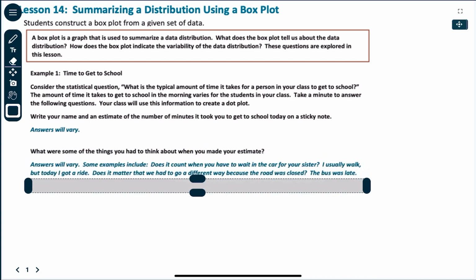But you can imagine some take 3 minutes, and then some that live in Seoul, it takes an hour. Okay, so there's going to be a bunch of different answers here. What were some of the things you had to think about when you made your estimate? Well, sometimes you have to wait on the bus.